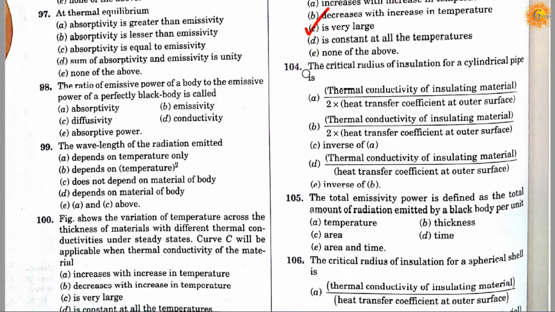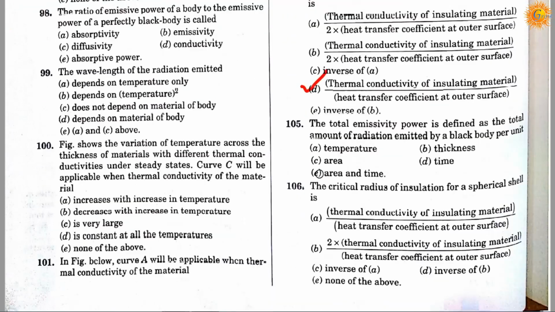Question number 104. The critical radius of insulation for a cylindrical pipe is option A, thermal conductivity of insulating material divided by 2 into heat transfer coefficient at outer surface. Option B, thermal conductivity of insulating material divided by 2 into heat transfer constant at outer surface, and option C is the inverse of A, and option D is thermal conductivity of insulating material divided by heat transfer coefficient at outer surface, and option E is inverse of B. Correct answer is D. It will be thermal conductivity of insulating material divided by heat transfer coefficient at outer surface.